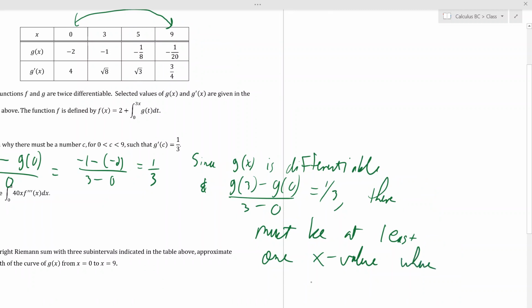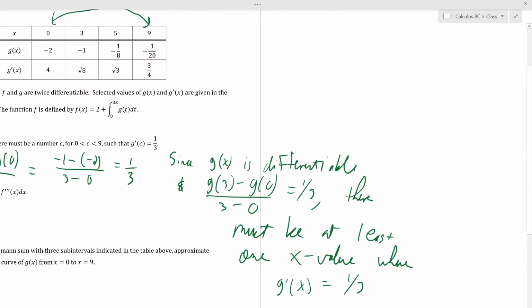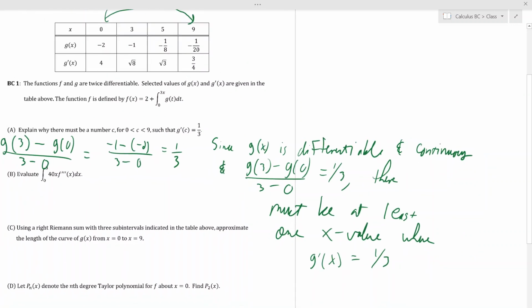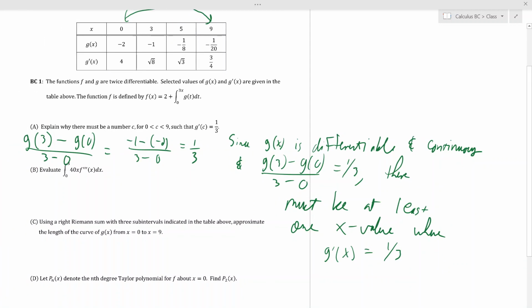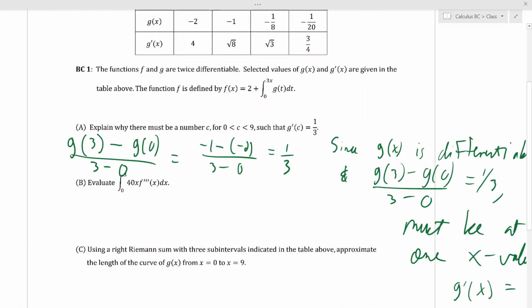Stop timer. Where G prime of x equals 1/3. Cool. So you want to state the conditions. Since G is differentiable and continuous, then you got to say that too. And the average rate of change is 1/3. There must be at least one x value where G prime of x equals a third. That's all. All right. So that's like an AB question.